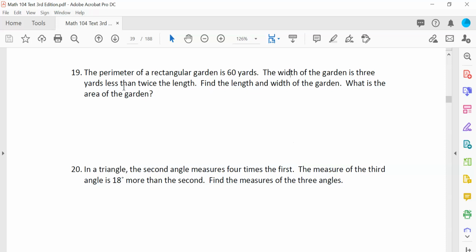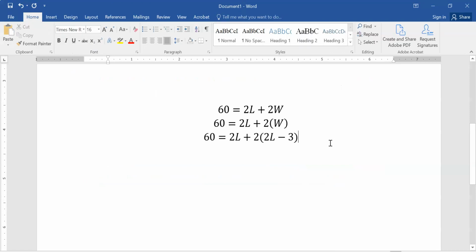3 yards less, that's a minus 3. Twice the length, that's times 2. At this point, this is a linear equation in one variable, so I can go ahead and solve it. Again, if I ask you to write an equation, I'm looking for this one.